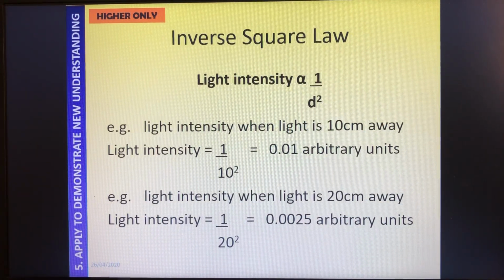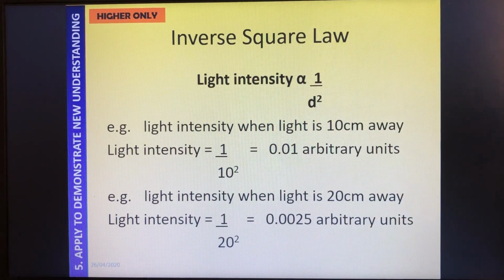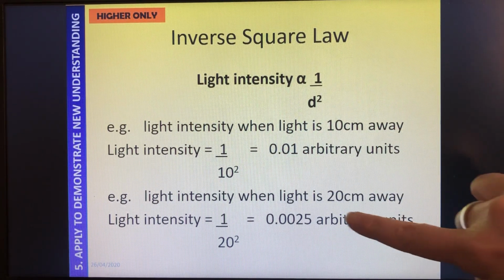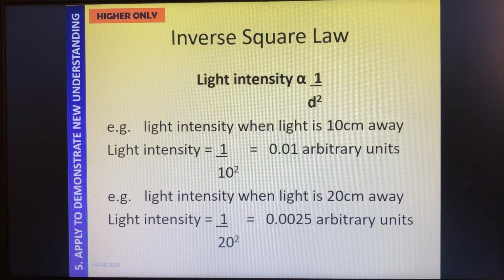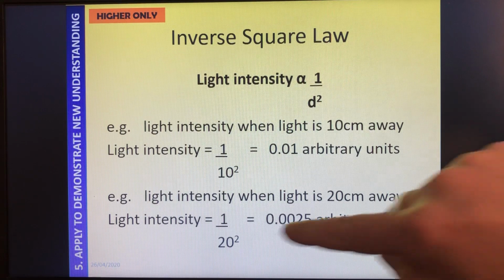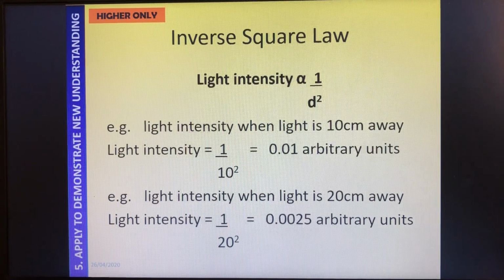So here we're looking at it again, with another example. This is how it will look in an exam, and it's a bit scary. I've tried to do the easier version. If we take the light intensity at 10 centimetres away, we've just got 1 over the distance squared, which gives us a value of the light intensity in arbitrary units. We then take the distance 20 centimetres away, so we've increased the distance again, and we've got 1 over 20 squared. It gives us this value of light intensity in arbitrary units.